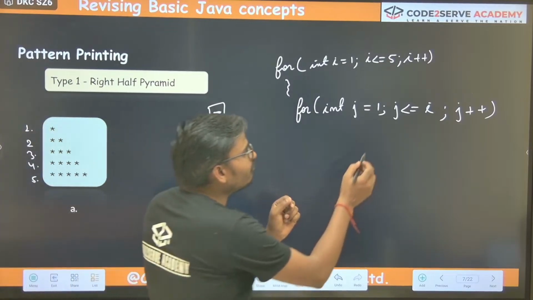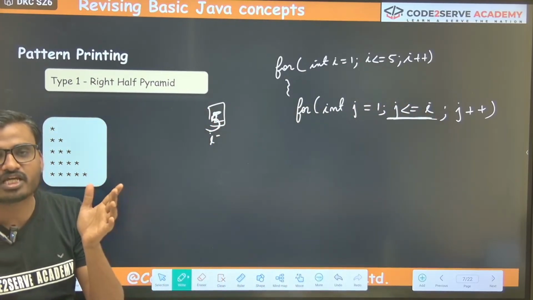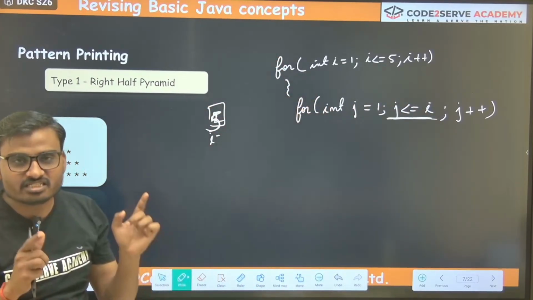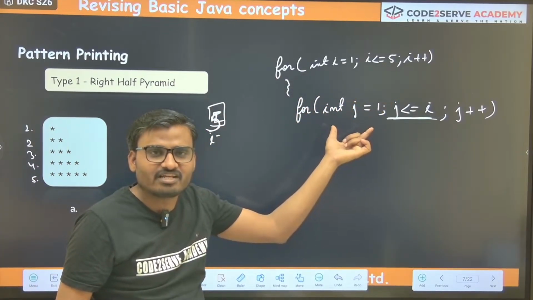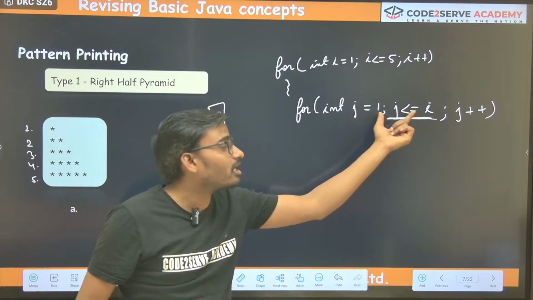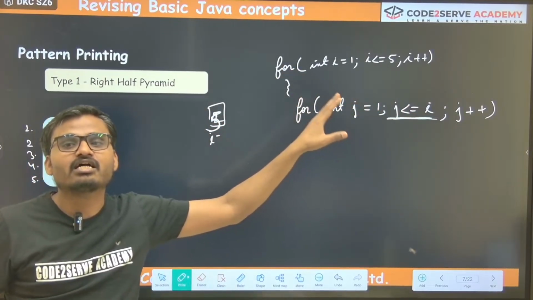So this is very important. This logic you have to build up. This logic you have to think. The remaining part you can write very easily. How many rows are there? This part you can write very easily, but the only problem will come in the terminating condition, that is the second loop terminating condition.